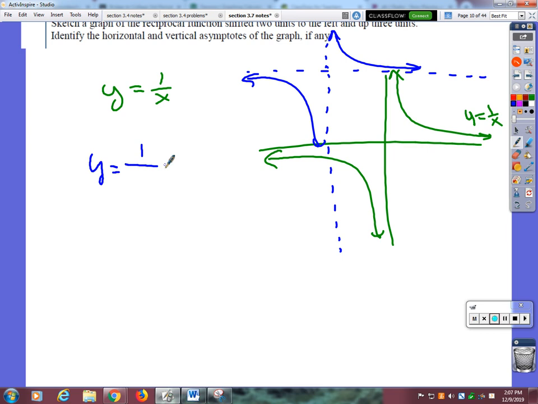If I move it 2 to the left, I have to go, you were asking me about this when we were doing the marble slide on Friday, x plus 2 underneath the fraction, and then if I want to move it up 3, then I need a plus 3. Yeah, good, on the outside of the fraction. Okay?